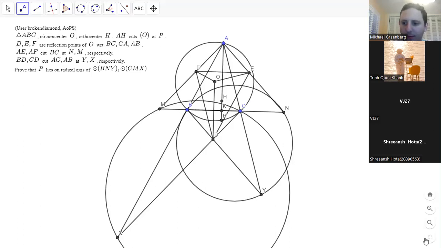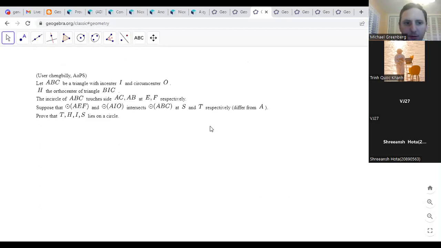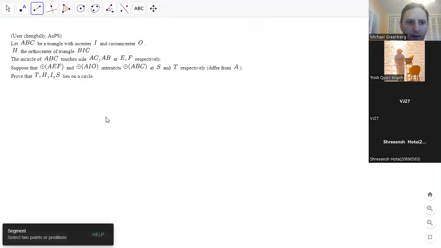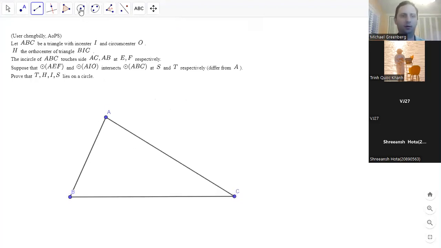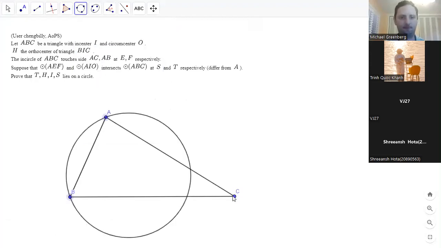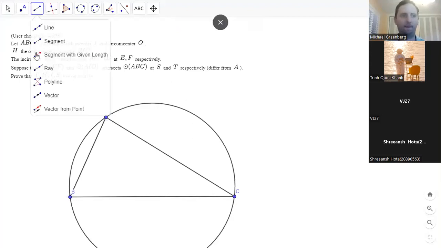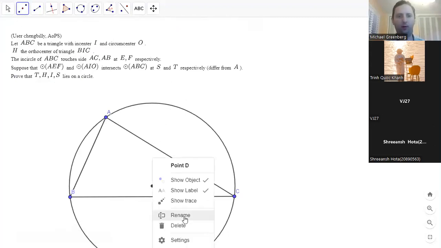All right, I'm going to move on to another one. See if we can find something easier. This one looks like it might be easier. And I feel like I've seen this kind of configuration a couple times, so that might make it easier. So we have a triangle ABC with incenter I and circumcenter O. Let's draw the incircle. First, I'm going to call this O.